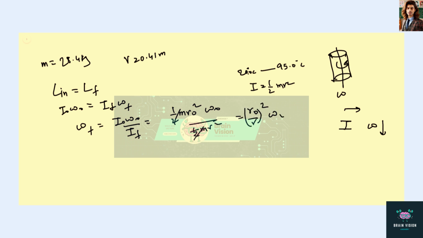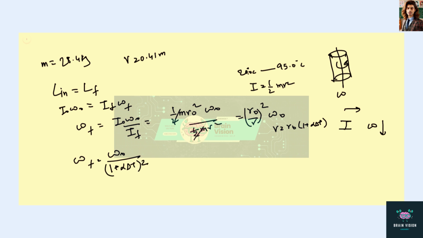We know that r is r naught times (1 plus alpha delta t), which gives us omega f is equal to omega naught by (1 plus alpha delta t) whole squared.